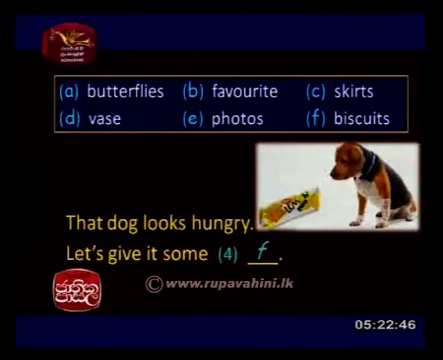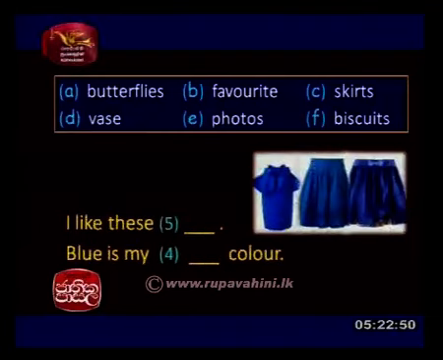The next one. I like this blank. Blue is my blank color. Right. I like these skirts. Blue is my favorite color. So children, you can see they are very easy. If you are very thoughtful and careful, you can easily get 5 marks.